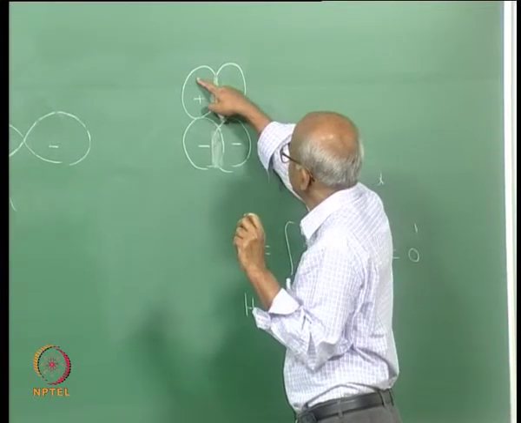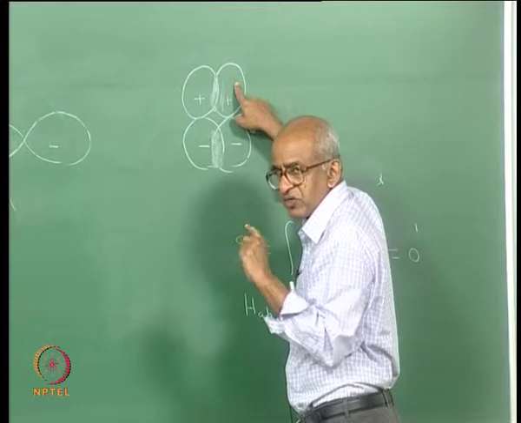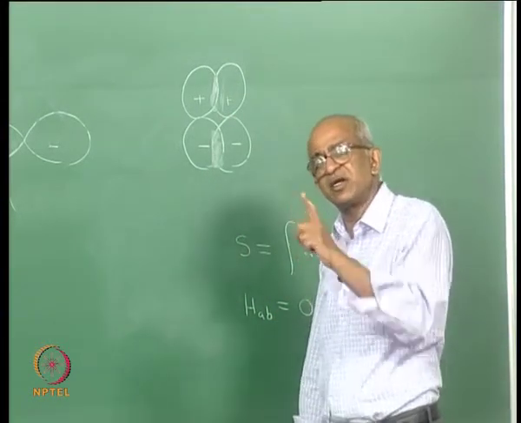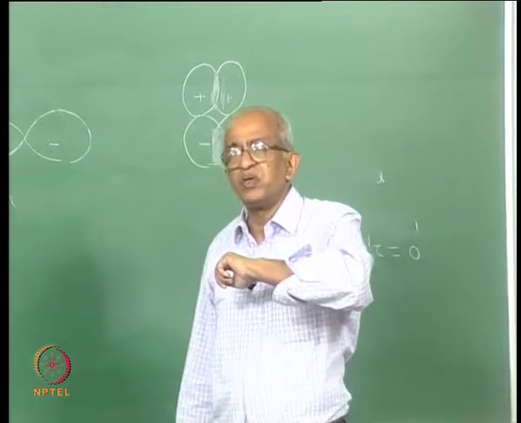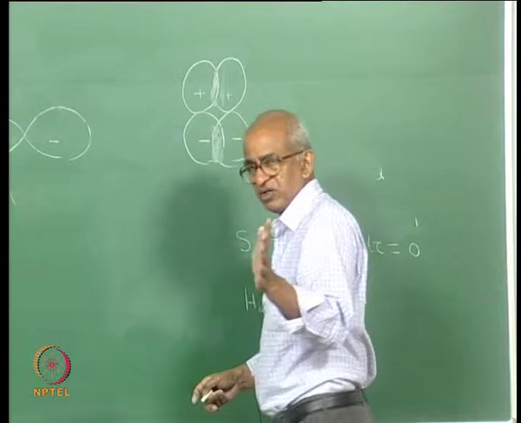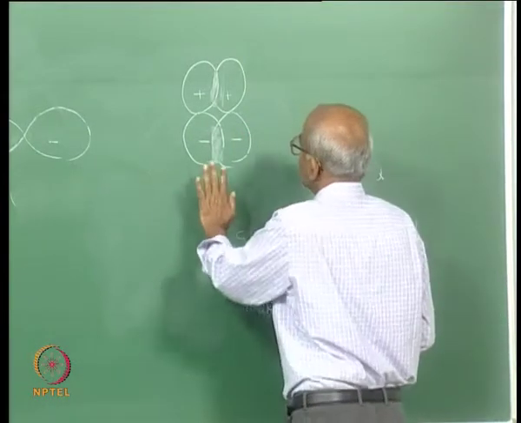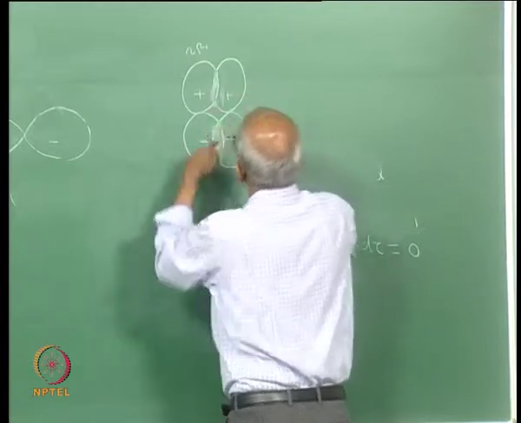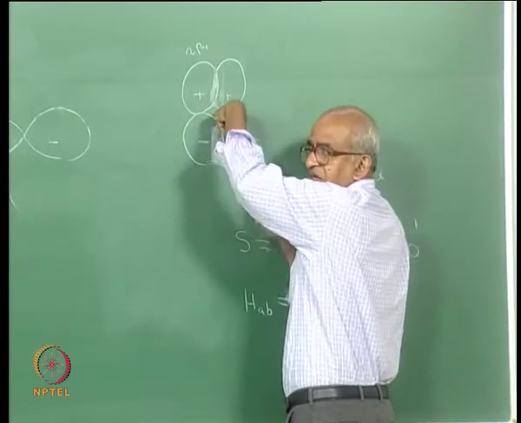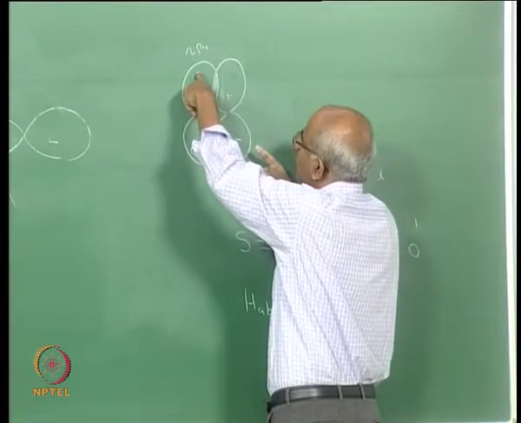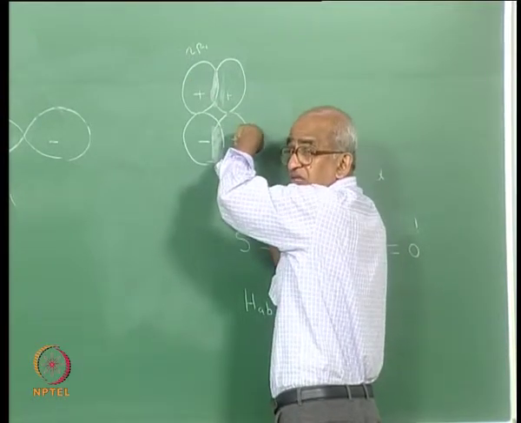and therefore, the 2px on the first will definitely interact with the 2px on the second, but the 2px on the first will not interact with the 2py on the second, right. Again, because the overlap integral will turn out to be equal to 0. So, this 2px and the 2py on the second, which is actually oriented like that, they will not interact, and neither will the 2px interact with the 2pz on the other atom.